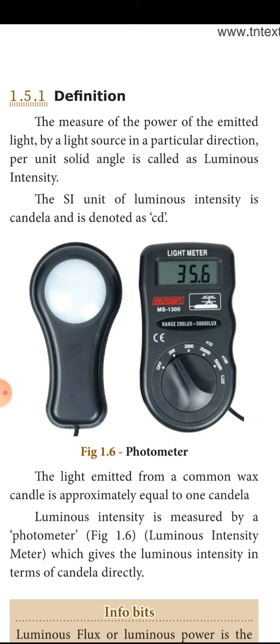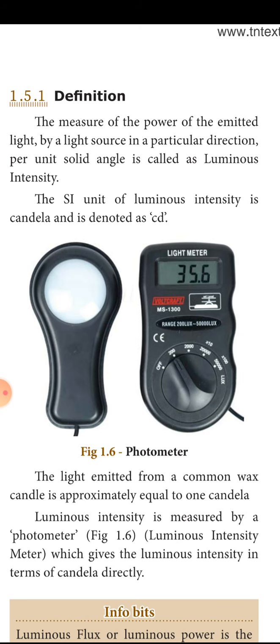The SI unit of luminous intensity is candela, cd. Luminous intensity is measured by the photometer, as already said. It gives the luminous intensity in terms of candela directly. The photometer gives the measurement directly in candela. Like a scale, if you are measuring with a scale, 3 means 3 centimeters. Like that, using a photometer, if you measure 35.6, it means 35.6 candela. This is your luminous intensity.